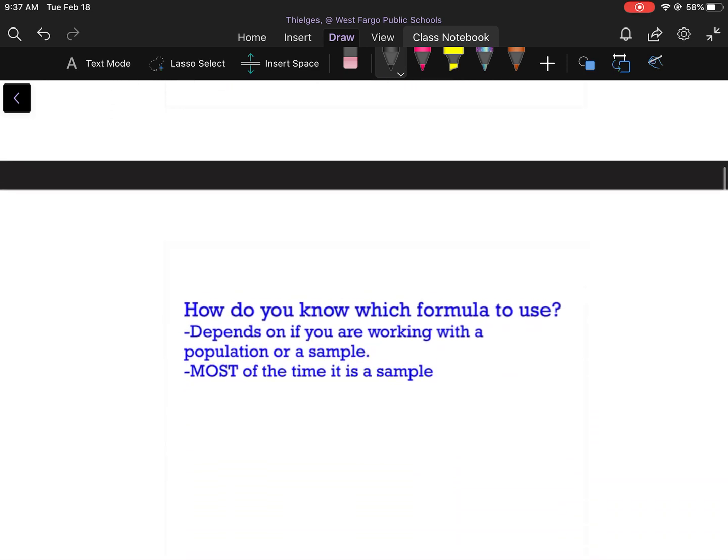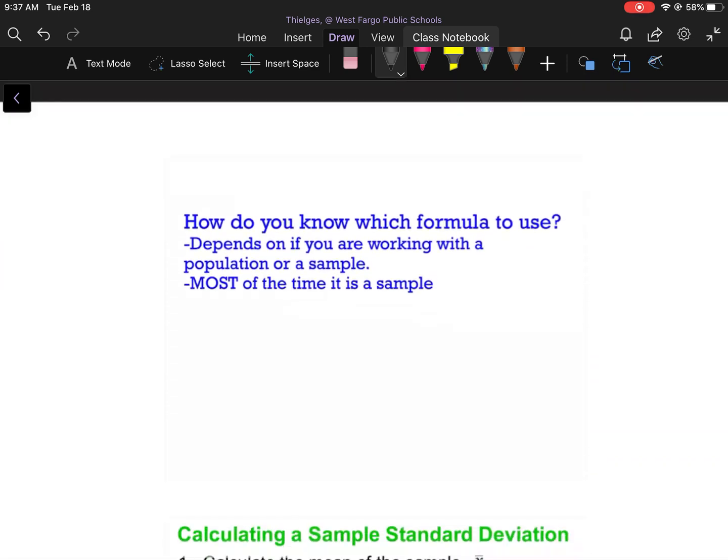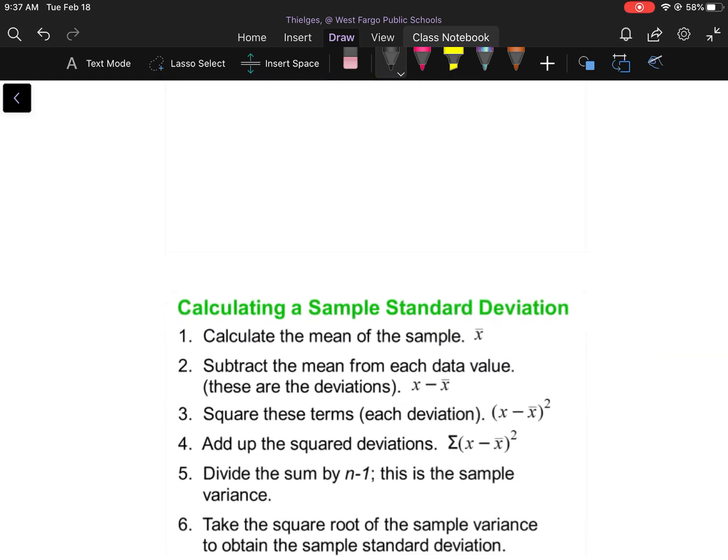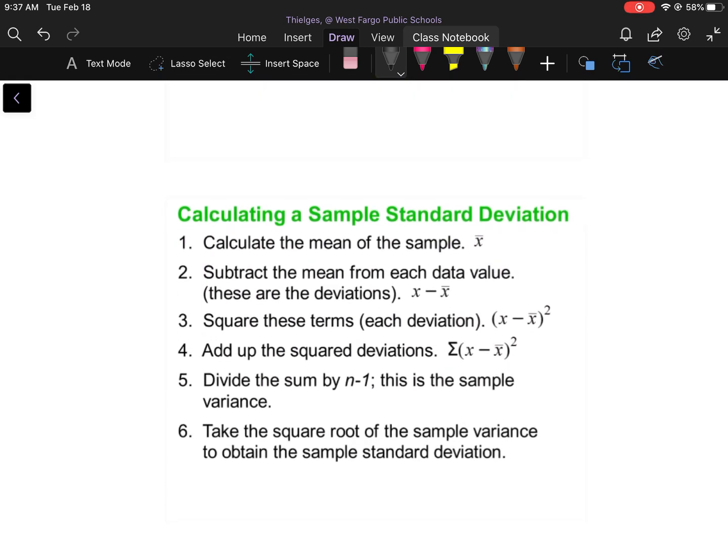So how would you know which one you are going to use? Well, it kind of depends on what you're working with. You could use a population one if you were dealing with a population, or you can use the sample one if you're dealing with a sample. And most of the time it's a sample, like I said, because it's cheaper. So here we go, step by step on how to do it.